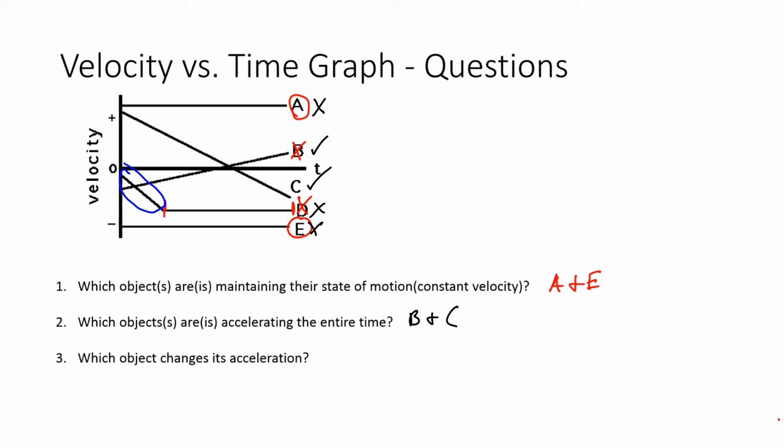And which object changes its acceleration? No acceleration for A, B is a constant acceleration, C is a constant acceleration, D goes from some non-zero acceleration to zero acceleration, so it does change its acceleration, and E again, not changing the velocity at all, so not E. So the answer to this one is D.